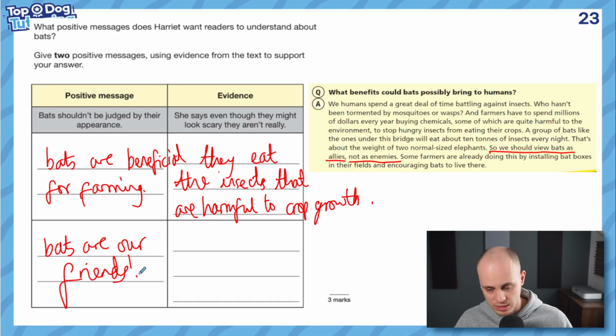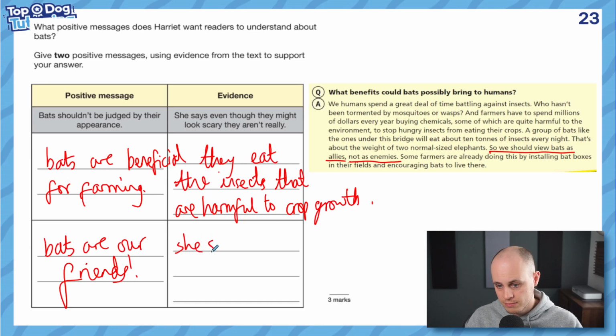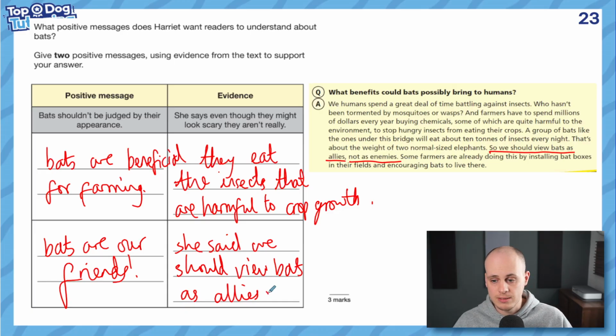Excuse my handwriting, guys, because I'm rushing through on a screen. Very hard to do. Bats are our friends. Okay, and my evidence for that is, do you know what? Sometimes you can just copy directly from the text. My evidence is this. She said, we should view bats as allies. That's my evidence, because allies means friends. Okay? Woohoo! I got 3 marks.